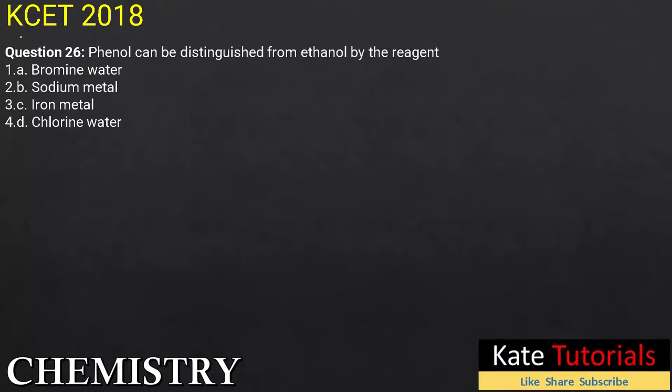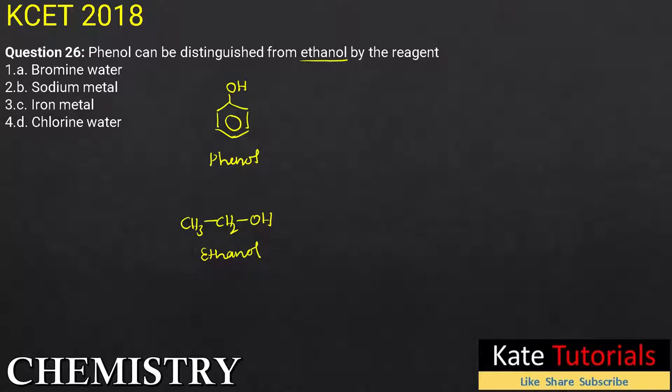So in this video I am going to discuss the KCET 2018 questions 26 to 30, right? The question is: phenol can be distinguished from ethanol by the reagent. This is phenol, you know. Here this is a benzene ring, and if OH is directly attached to it, that is nothing but phenol. And this is ethanol, CH3CH2OH, that is nothing but ethanol.